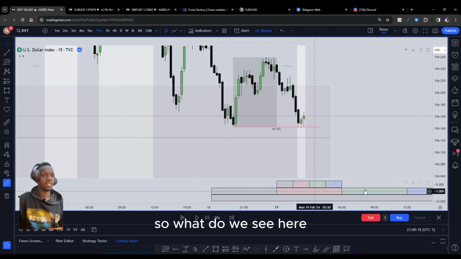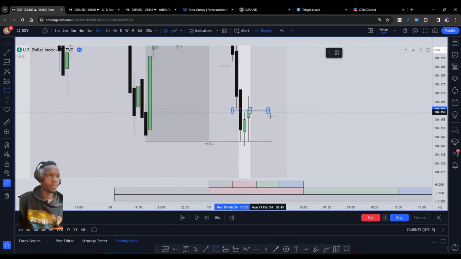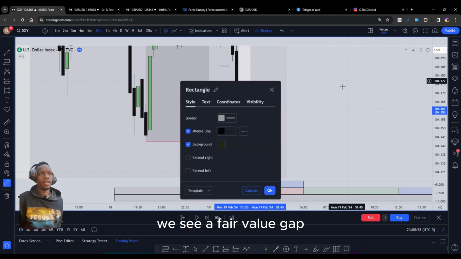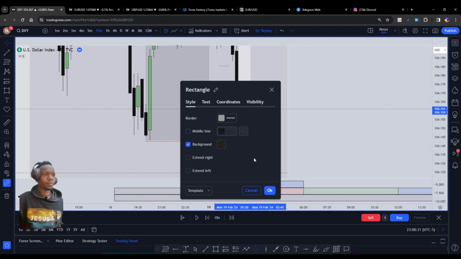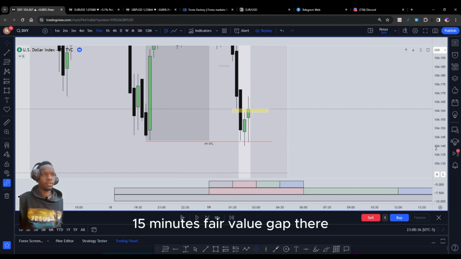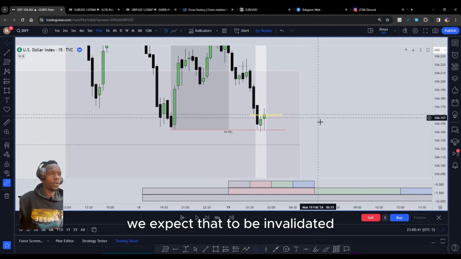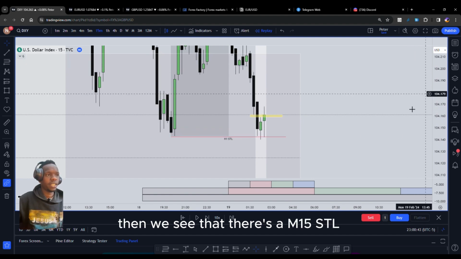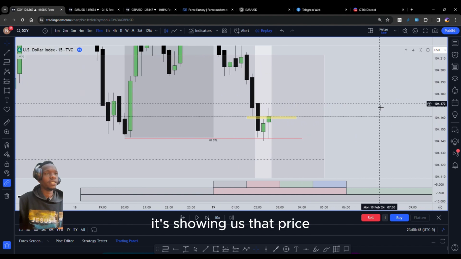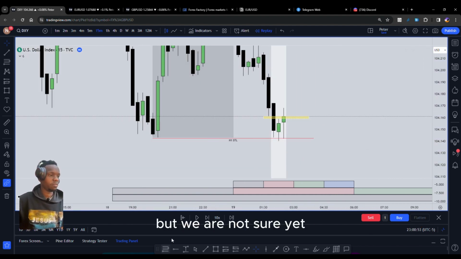So what do we see here? I see a fair value gap right there. A 15 minute fair value gap. If we are bearish, we expect that to be respected, but if we are bullish, we expect that to be invalidated. Then we see that there's a 15-minute swing low forming here. It's showing us that price is probably turning around, but we are not sure.